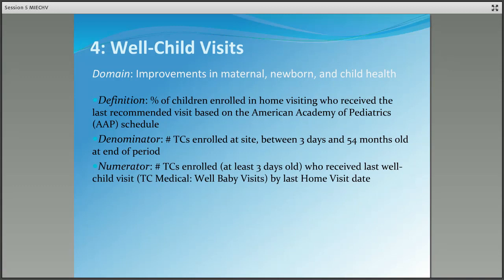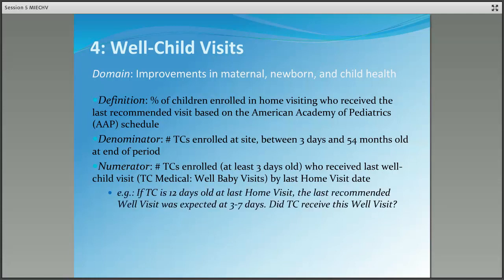Our numerator is the number of children enrolled who are at least 3 days old who received their last well-child visit by the last home visit date. So for example, if TC is 12 days old at the last home visit of the period, the last recommended well visit was expected between 3 and 7 days. So did target child receive a well child visit between 3 and 7 days of age?